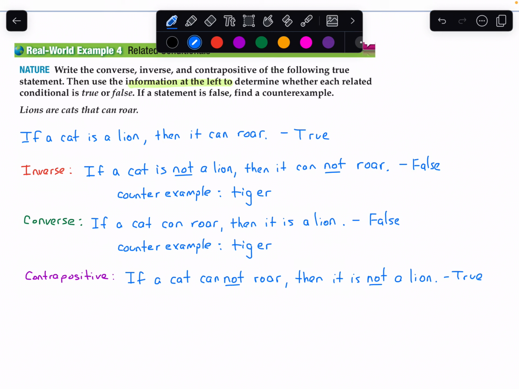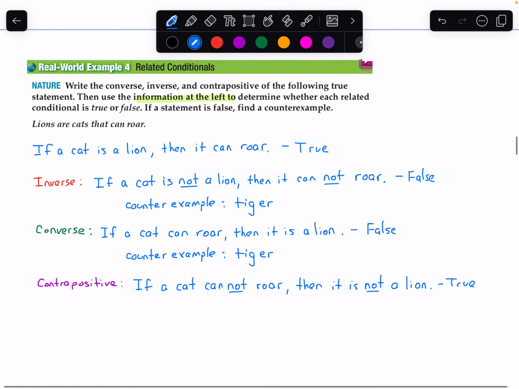We have written all 4 statements. We have determined whether they are true or false, and we have included our counterexamples. This concludes the example, and this concludes this video.